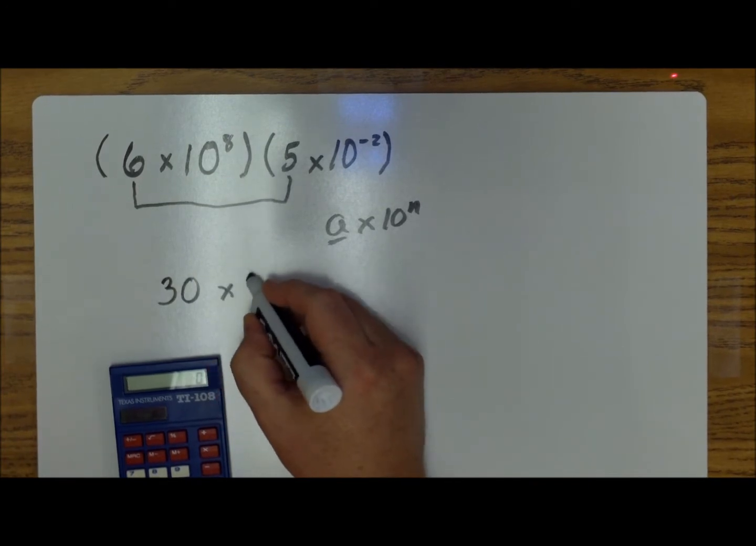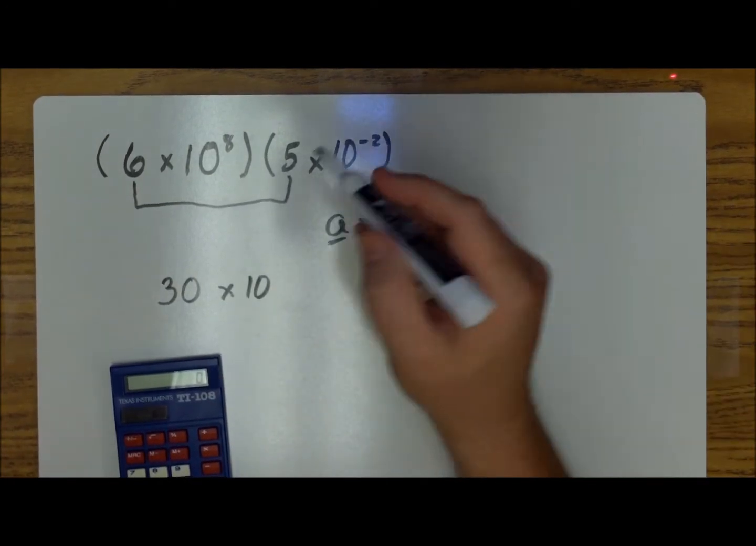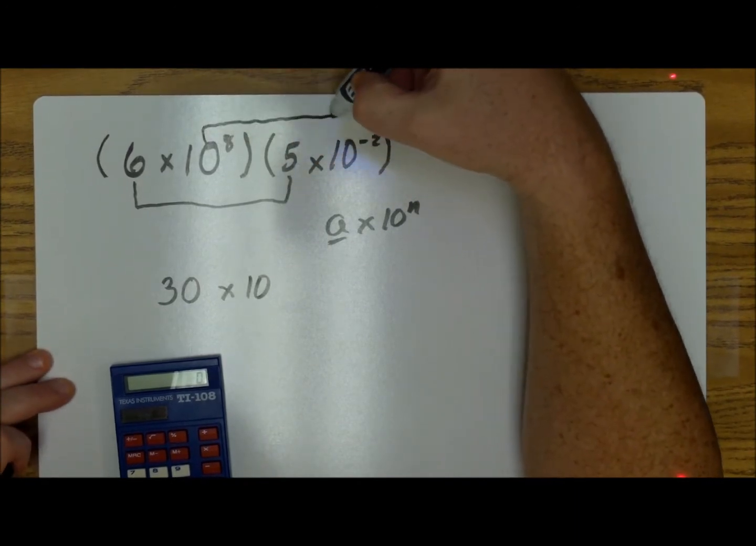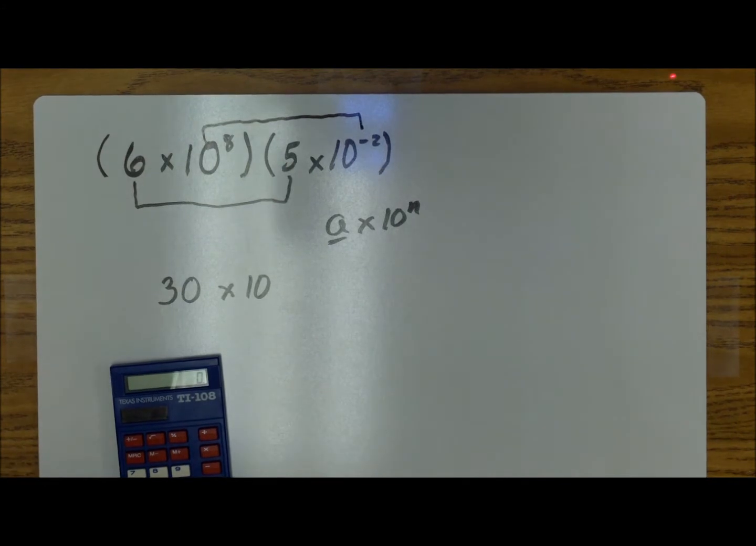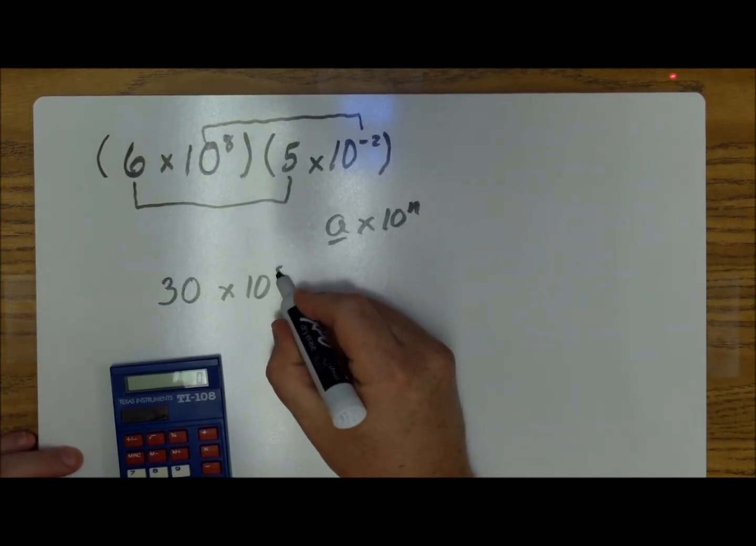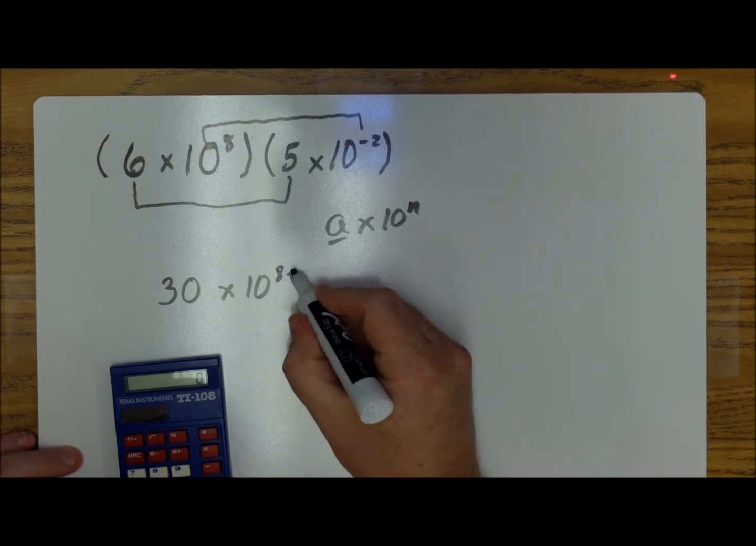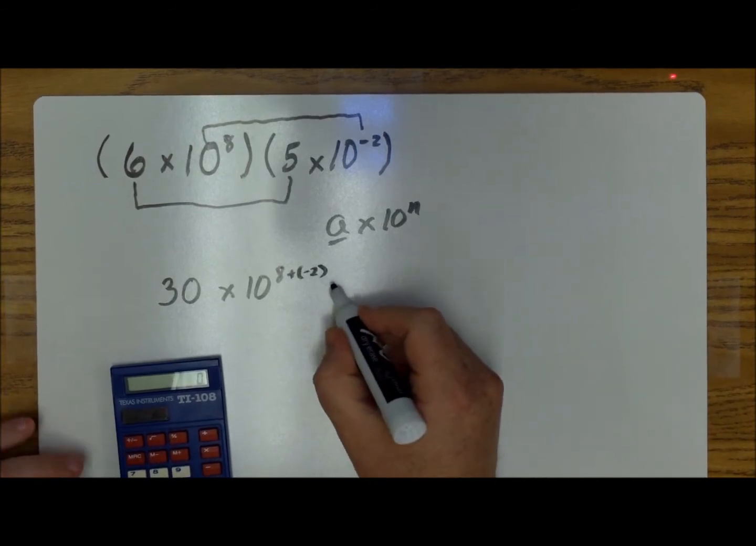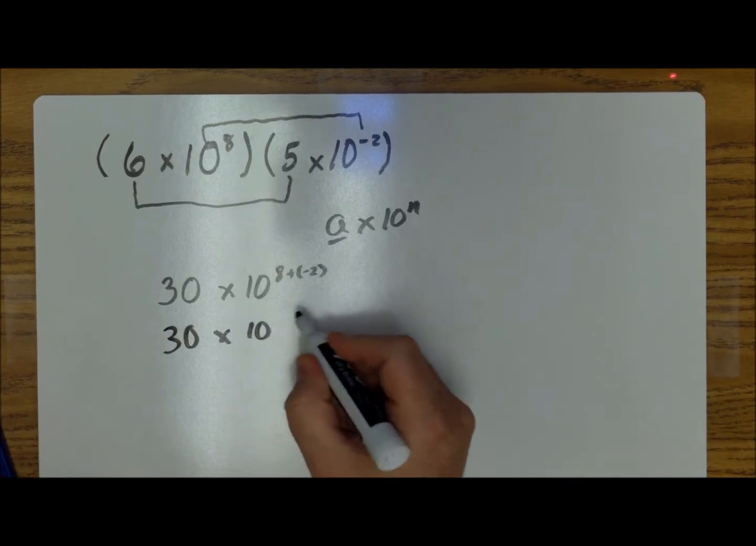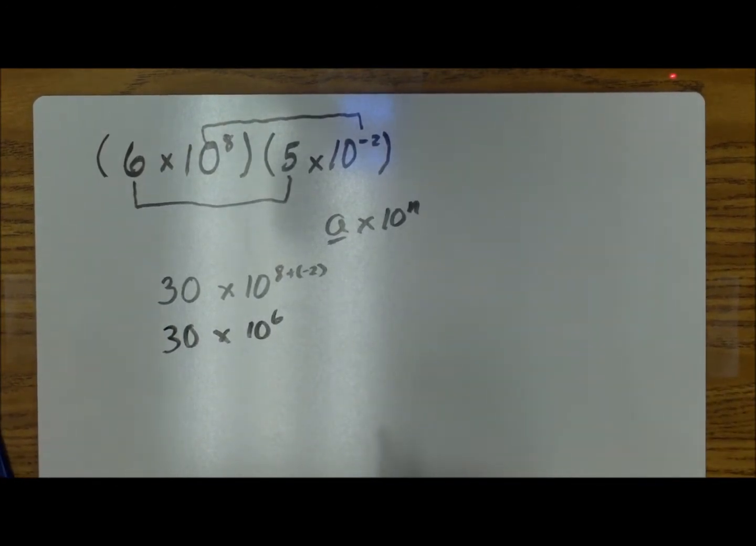And then we bring down our times 10, and then we're going to do our powers of 10, which is going to be 10 to the 8th times 10 to the negative 2. Now the instructions there, according to our previous power properties of multiplication, are to add the exponents. So it's going to be 10 to the 8 plus negative 2 power, and that ends up giving us 30 times 10 to the 6th power.